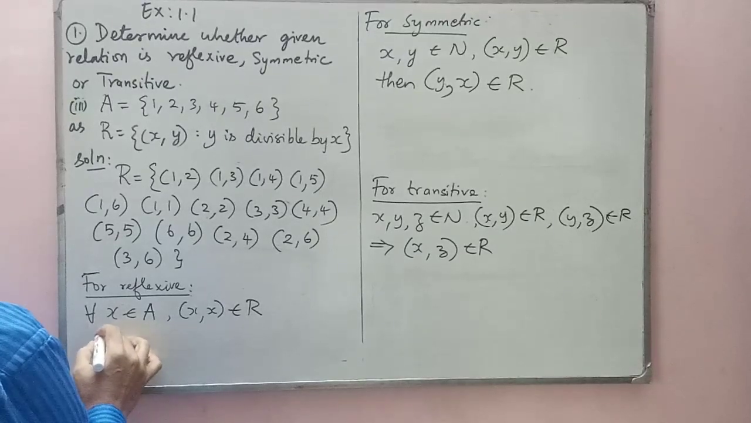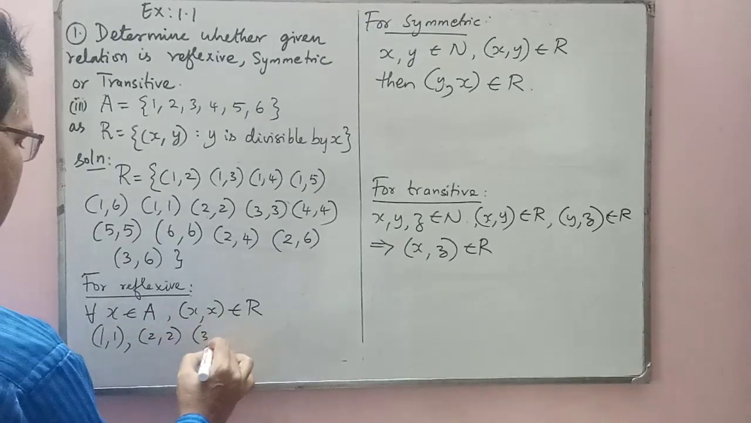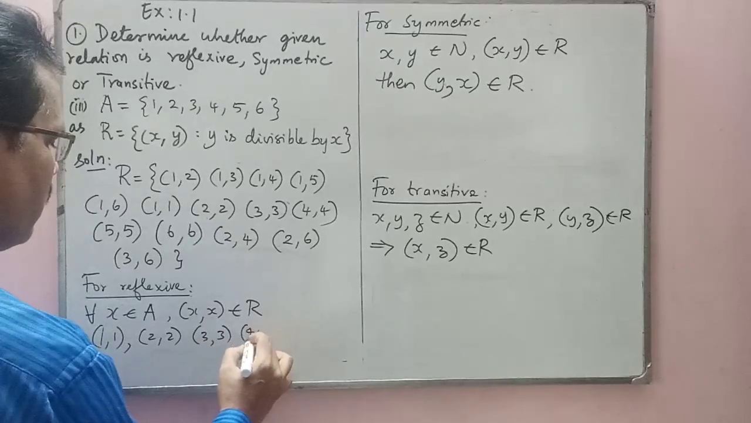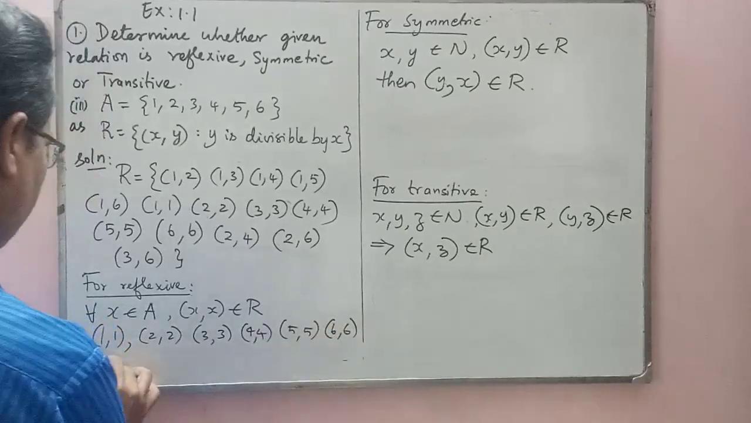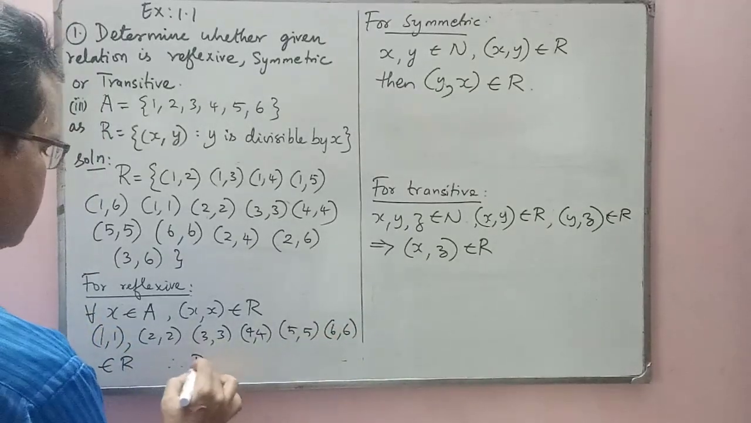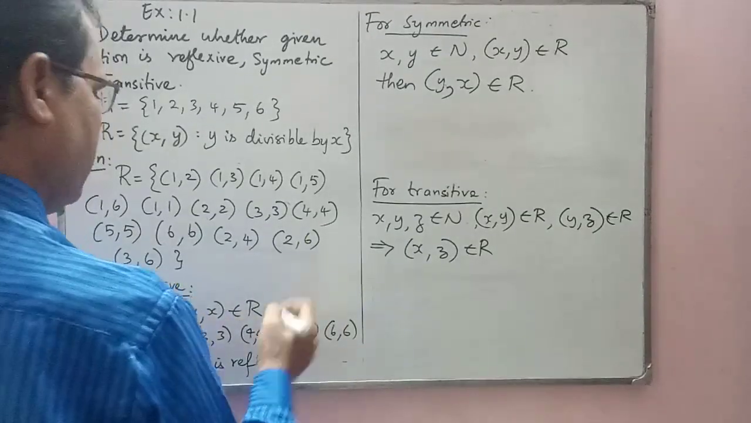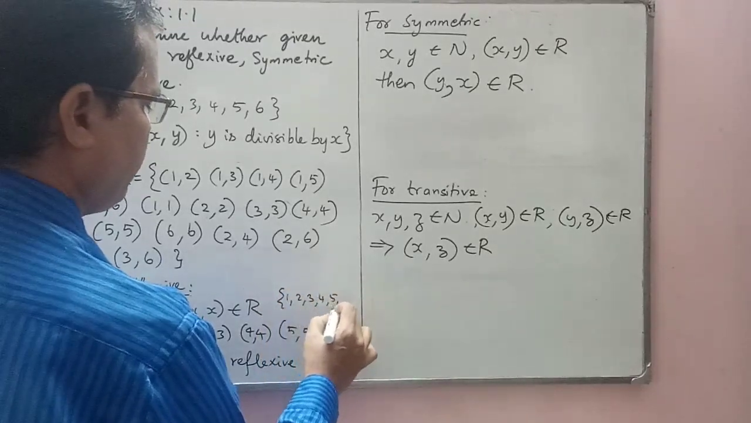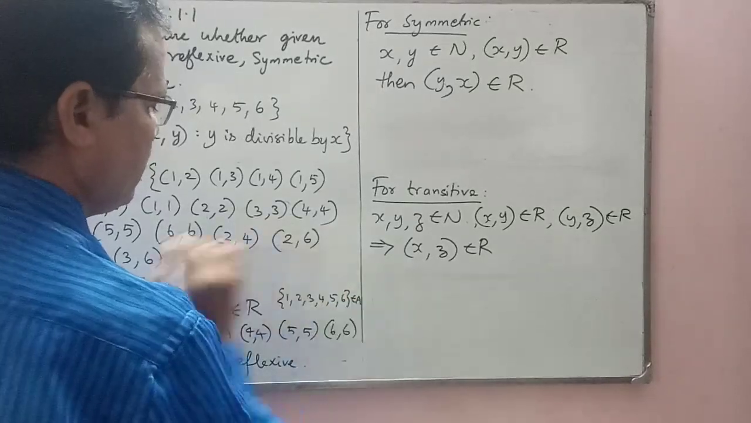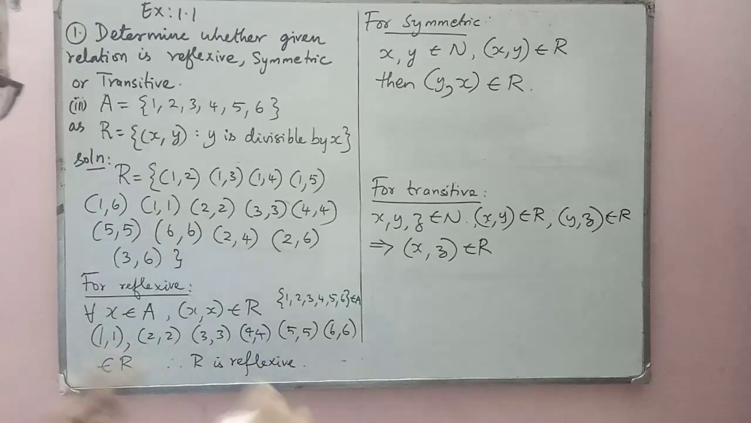So how can we write? We will write it as 1 comma 1, 2 comma 2, 3 comma 3, 4 comma 4, 5 comma 5, 6 comma 6 belongs to R. Therefore R is reflexive, for every element 1 to 6 belonging to A. Or from the given relation, from the ordered pairs, we see that it is reflexive. That will do. We'll finish now.